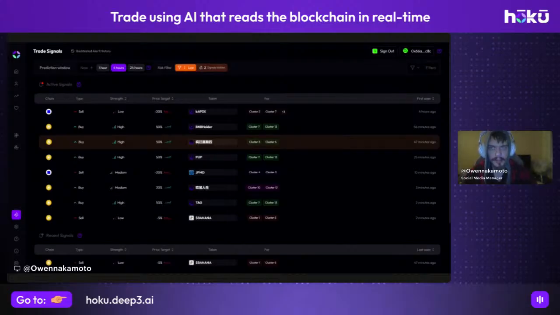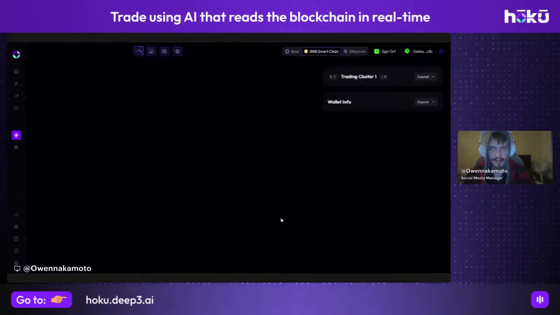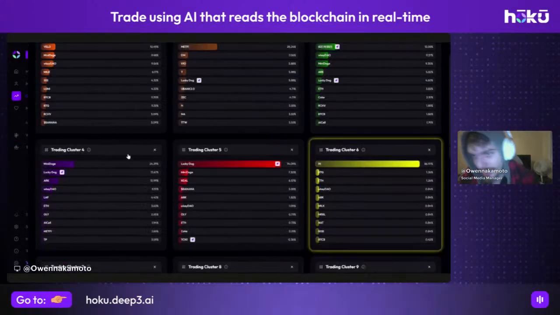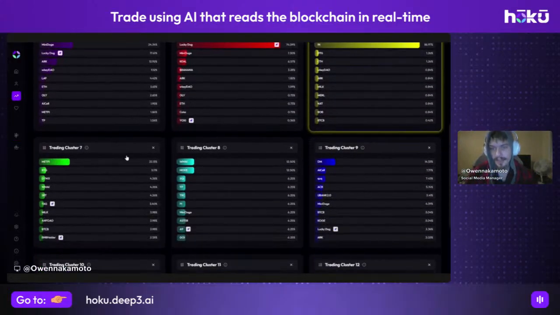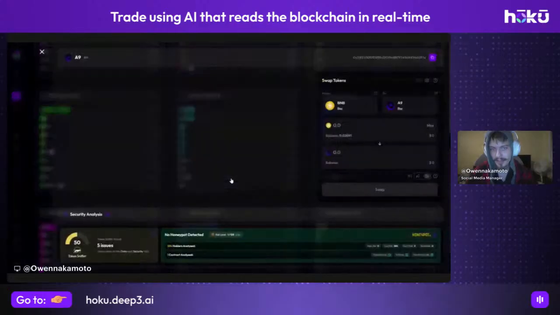Let's see if this one goes trending in Hoku again, because I just bought it. It's called Noid. Fucking Noid. I'm just curious because it hopped in and out of the cluster for like a second. I just caught it. It seems to be pumping like crazy. I just don't see it. I think I tried buying A9 as well.